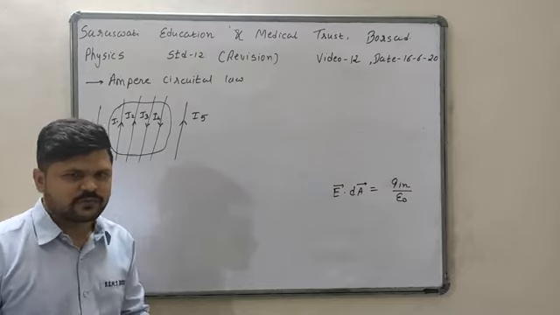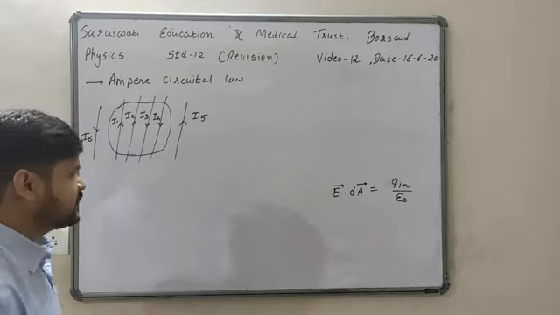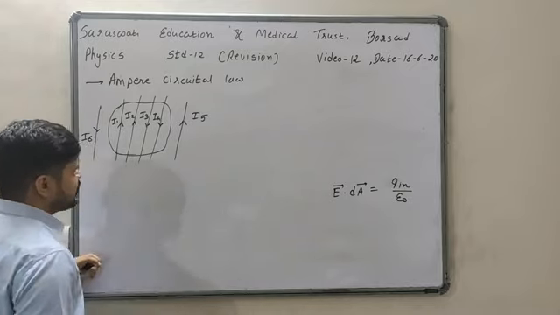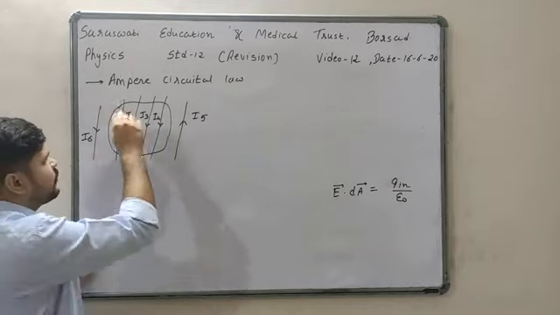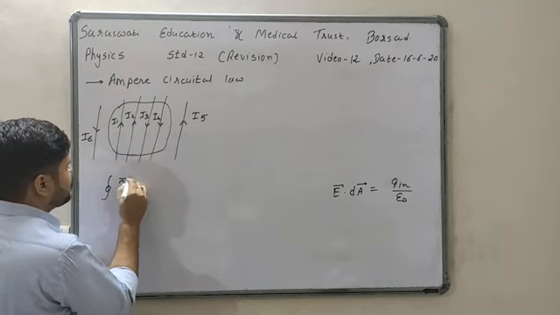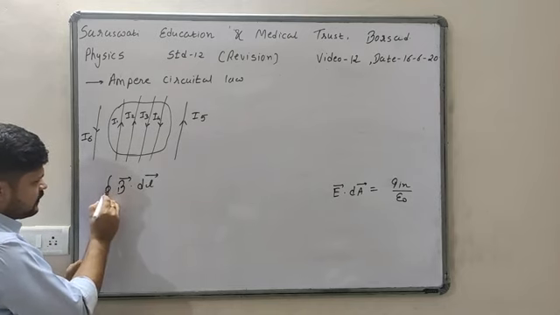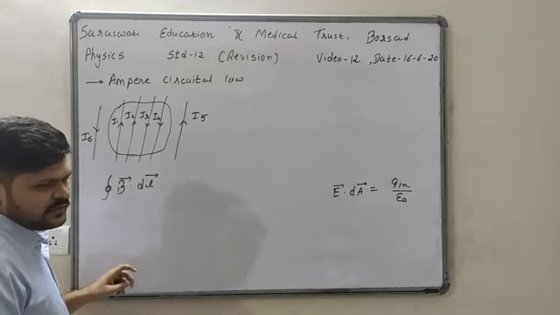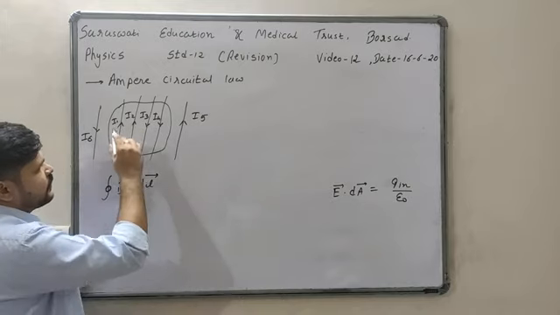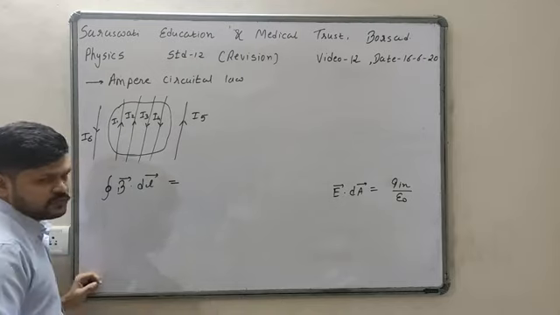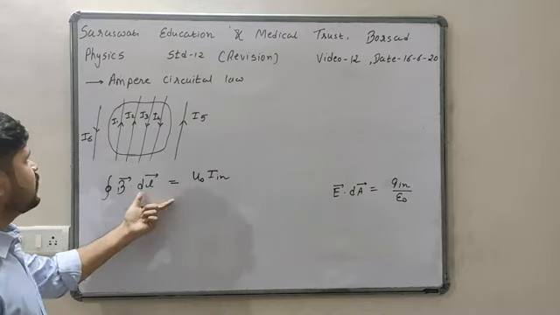So Ampere circuital law suggests that the line integral of the magnetic field around the loop, that is B dot dl, where dl is for length and this round symbol suggests the closed cyclic integration, is equal to mu 0 I in. This is the Ampere circuital law.